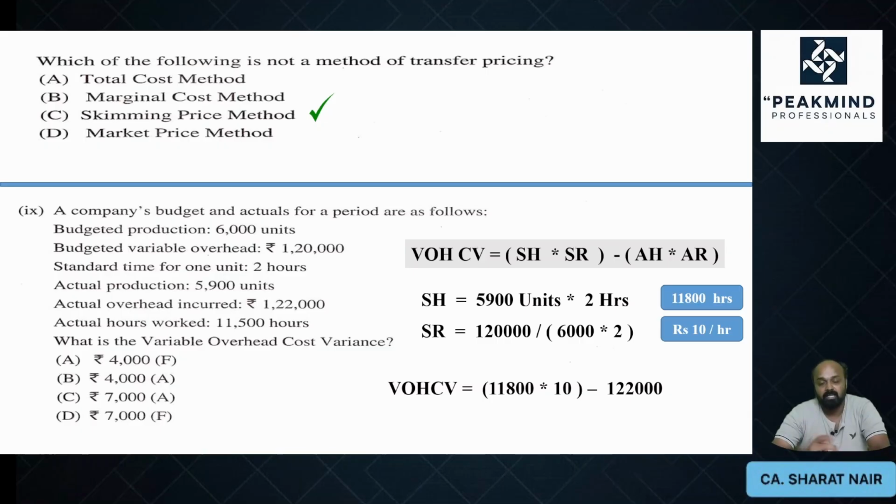Next, I can apply the variable overhead cost variance, which is standard hours into standard rate, which we have just computed, 11,800 into 10, minus actual overhead. You don't need to separately calculate actual hours into actual rate when you have already been given the actual overhead incurred, which is 1,22,000. Simplifying, I get 1,18,000 minus 1,22,000. The difference is 4,000. Is it favorable or adverse? Please analyze. My standard says you are supposed to spend only 1,18,000. You spent 1,22,000. It means it is adverse. So 4,000 adverse. Your option is option B.